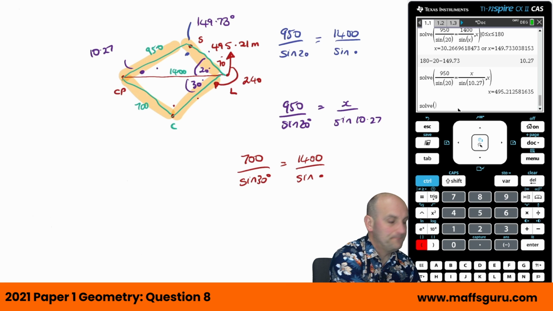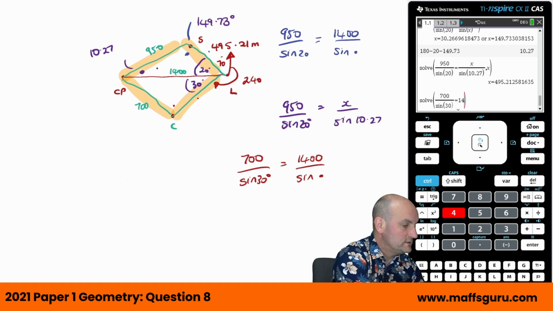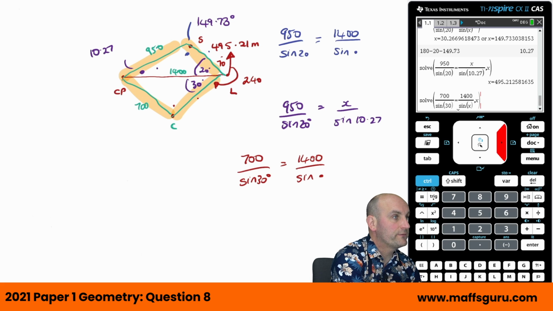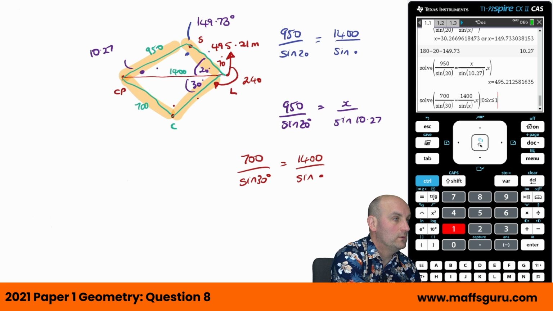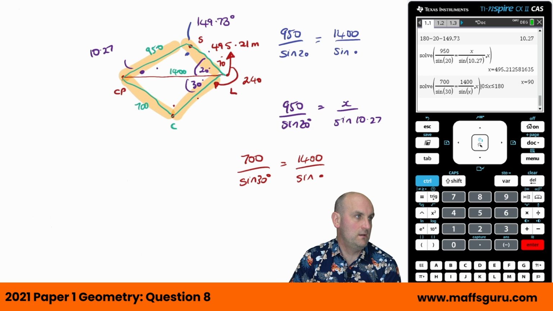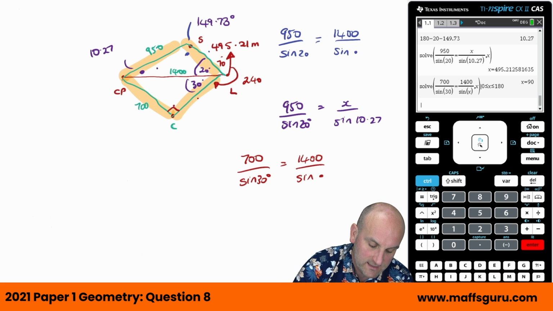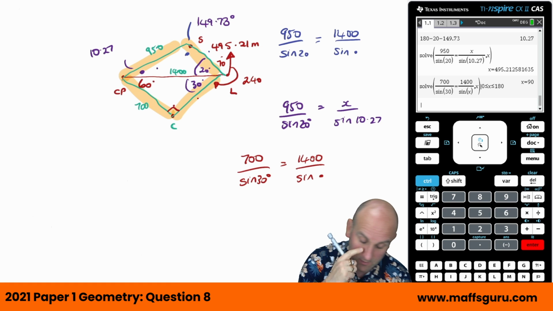So I'm going to solve again. 700 divided by the sine of 30 equals 1400 divided by the sine of x, comma x, and I only want values between 0 and 180 degrees. That basically gives me 90 degrees. There we go. That's nice. Finally, something nice. So that's 90 degrees there. So that would give me 60 degrees here.